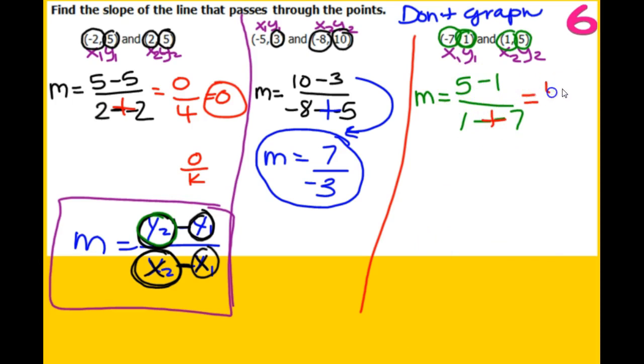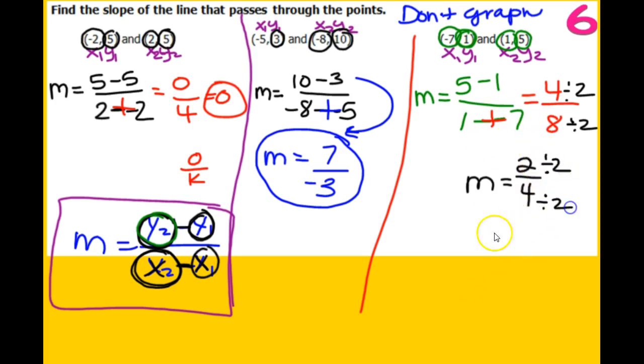5 minus 1 is 4. 1 plus 7 is 8. But we can simplify by dividing by 2. 4 divided by 2 is 2. 8 divided by 2 is 4. Now that's okay. We can go even further. We can divide by 2 again. 2 divided by 2 is 1. And 4 divided by 2 is 2, so 1/2.